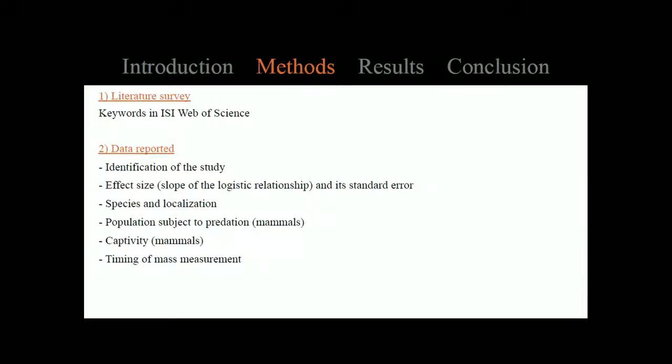For the factors that can influence the relationship, I reported if the population is subject to predation or not, and also if the population is captive or not. I reported this only for mammals because I have all the information only for mammals in my study. I also reported the timing of mass measurement, if it's at birth or at weaning, and also the mating system, the sex of the offspring, and the average litter size.